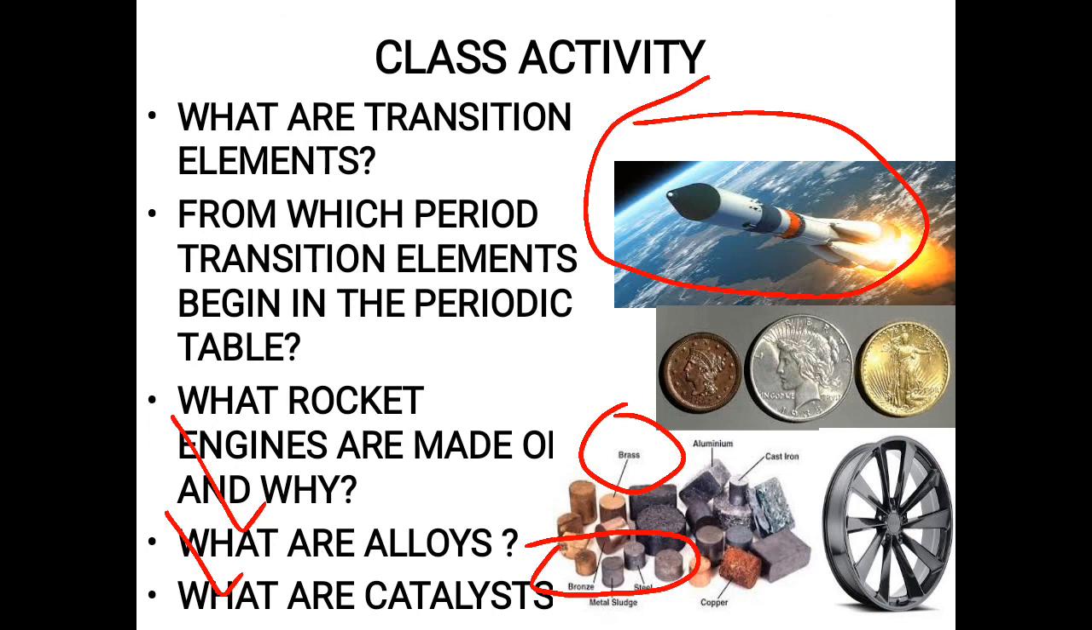The last question is, what are catalysts? Catalysts are those chemical species which can be metallic even. They are used to increase the rate of the reaction just to get good production industrially.